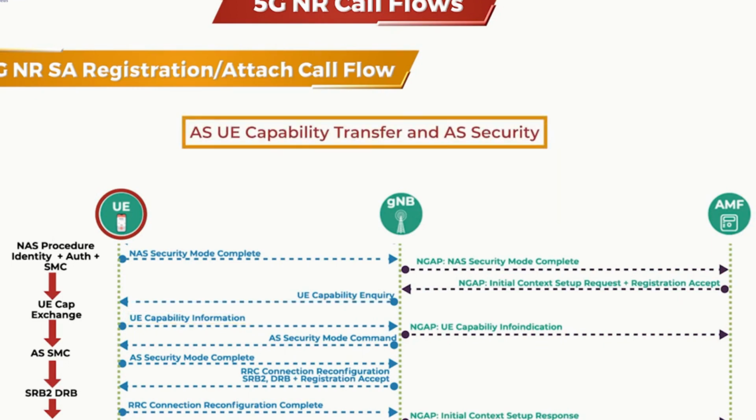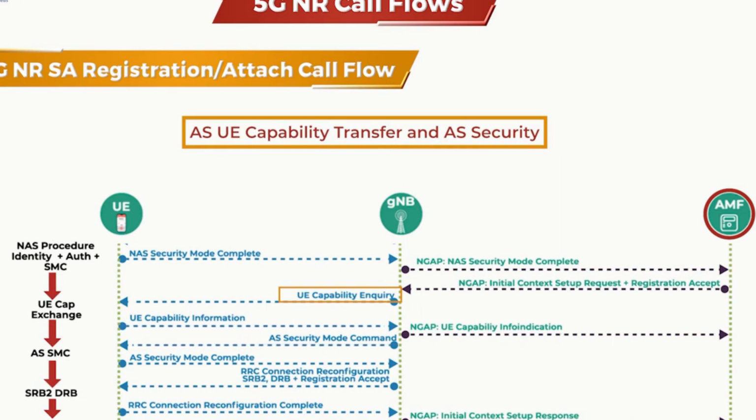Then comes AS UE capability transfer and AS security. The gNodeB can acquire the UE capability with UE capability inquiry and information. After receiving the UE capability, the gNodeB updates these capabilities to AMF. The gNodeB sends a security mode command message to the UE to notify the UE to start the integrity protection and encryption process. After that, downstream encryption is started. The UE derives the key according to the integrity protection and encryption algorithm indicated by the security mode command message and then replies with a security mode complete message to the gNodeB. After that, the upstream encryption is started.